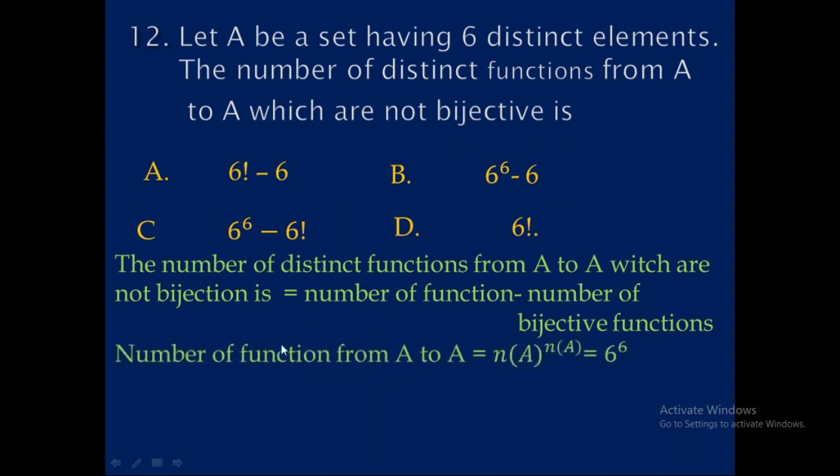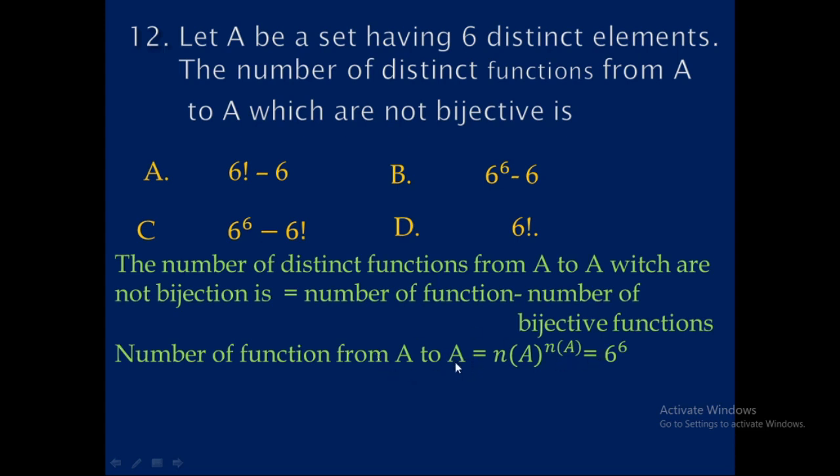So what is the number of functions from A to A? Number of elements of A to the power number of elements of A, because F is a function from A to B. A to B, it is number of elements of B to the power number of elements of A.